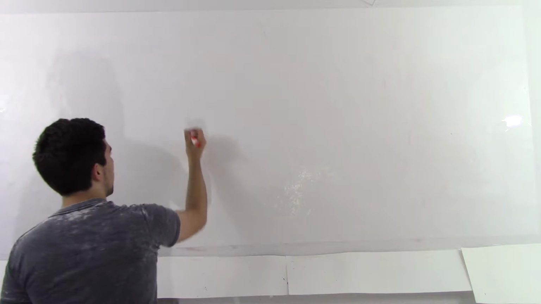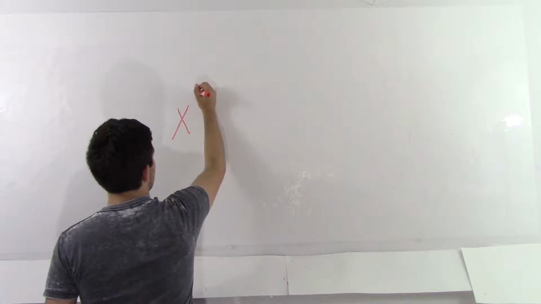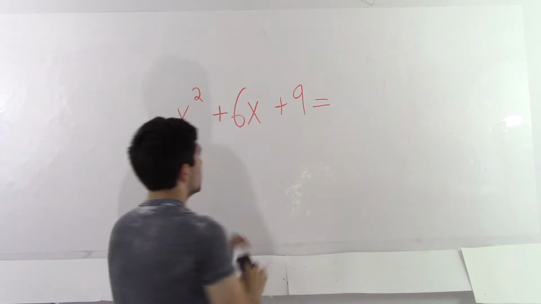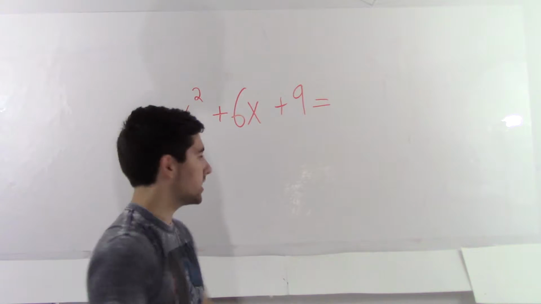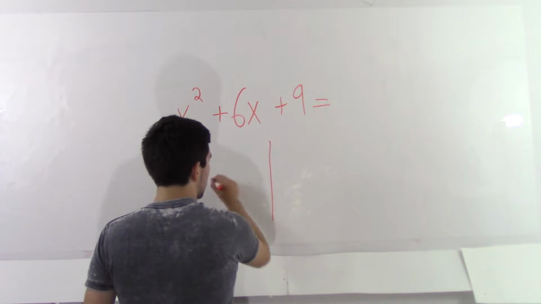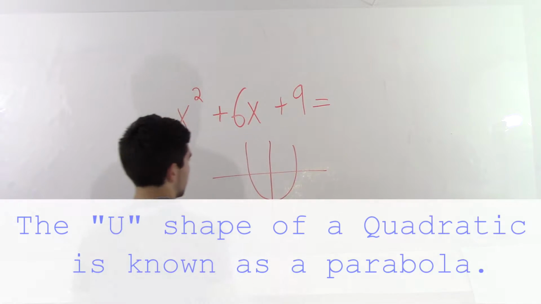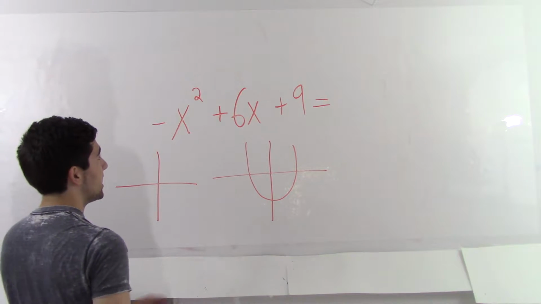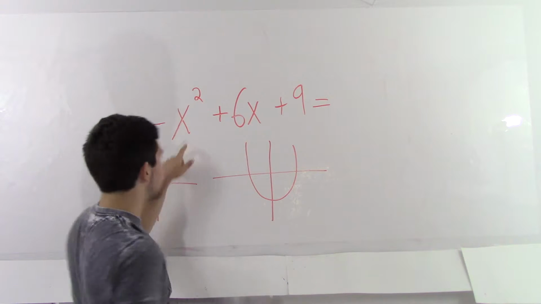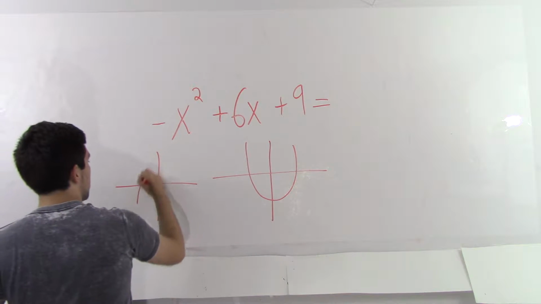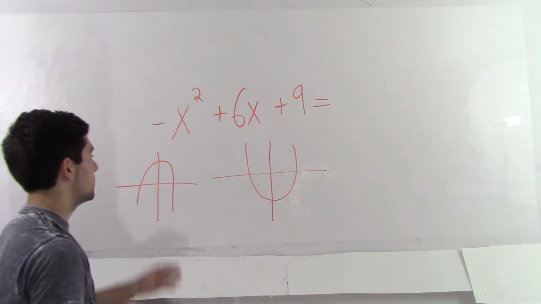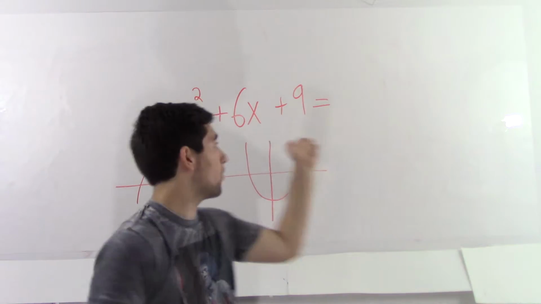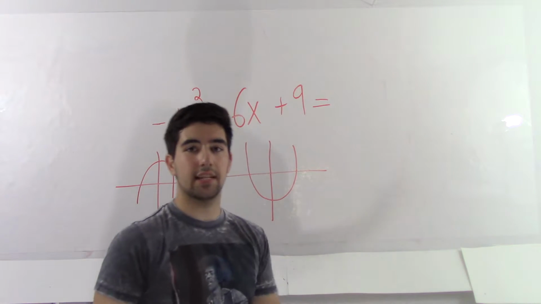An example quadratic is going to be x squared plus 6x plus 9. So, what does this equation look like? On a graph, this equation looks like a U. Okay? If there's a negative coefficient in front of your second degree, it's going to be an upside down U, which is also a quadratic. In the same way that with a line, if it's going this way, it's a negative slope line.